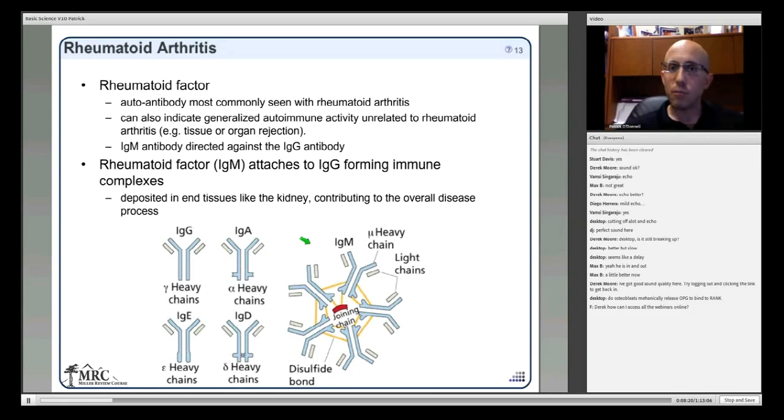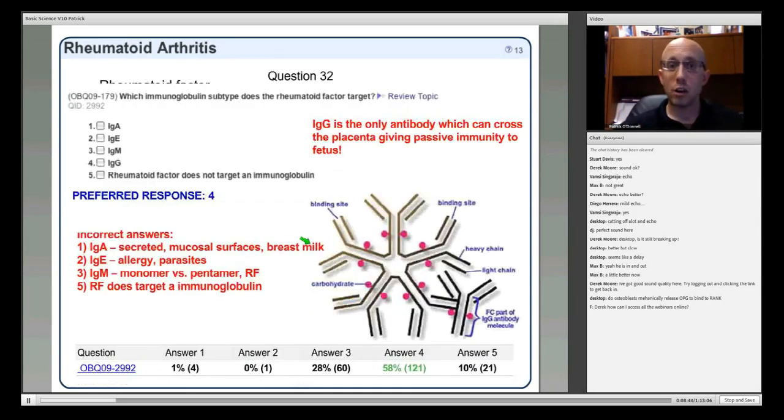So remember your differences when you're trying to study for the exam. IgM is the only antibody that's a pentamer. All the others are monomers. So with IgM, you see all of these monomers joined in a pentamer by this joining chain. And what happens is the rheumatoid factor, an IgM antibody, attaches to the IgG, forming immune complexes that are then deposited in the end organ tissues, causing problems.